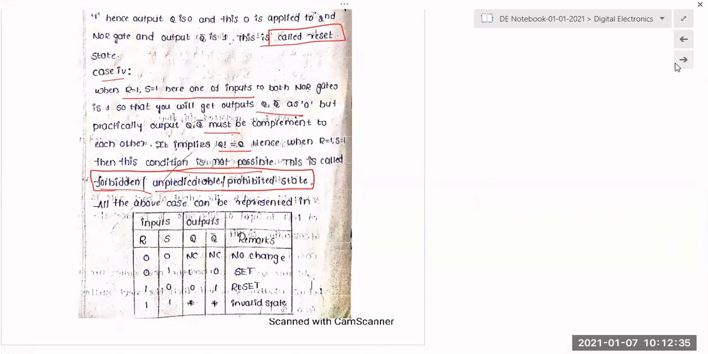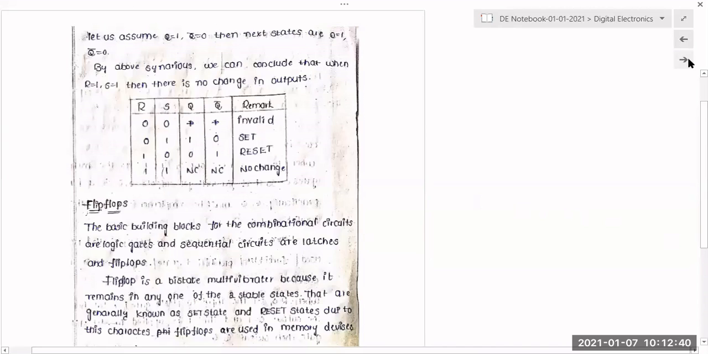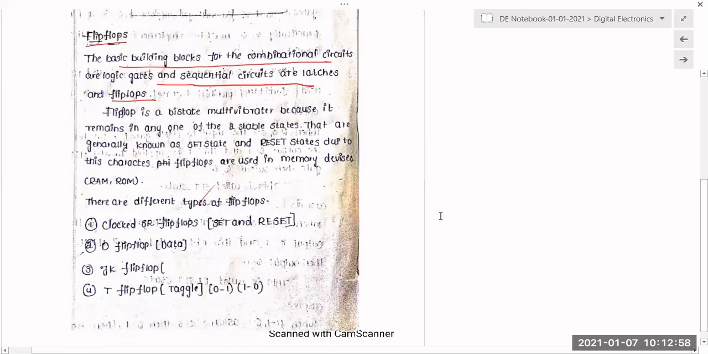And next we have discussed the NAND gates, latches using NAND gates; this also we have discussed. So for this it comes like this. Flip-flops, okay? And after this we discussed the flip-flops. The basic building blocks for combinational circuits are logic gates, and for sequential circuits the basic building blocks are latches and flip-flops, okay? Clear? So a flip-flop is a bistable multivibrator because it remains in any one of two stable states, okay? So generally what are those states? Tell me.